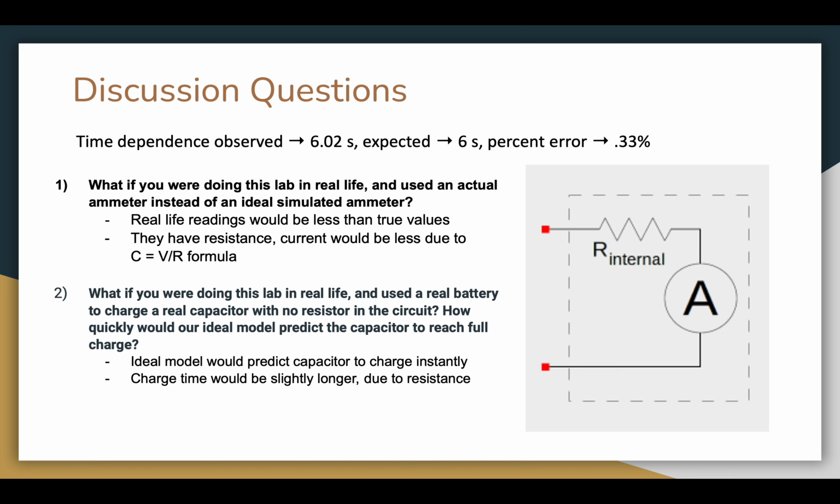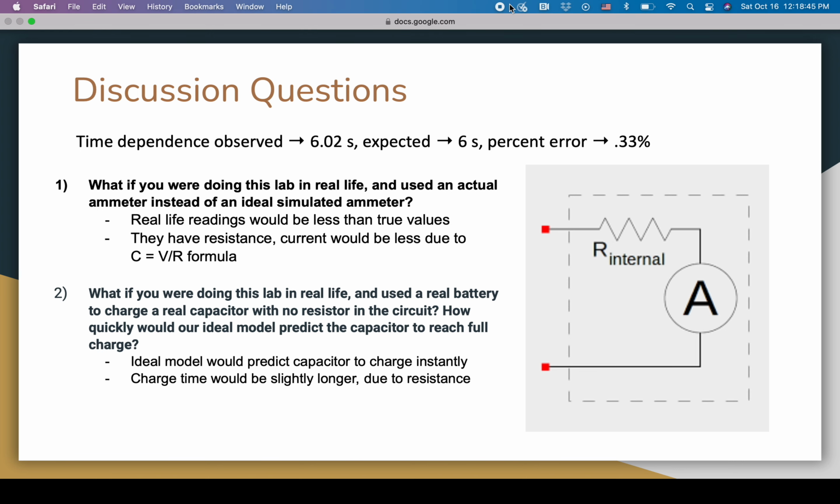Similarly, if the lab were to be conducted in real life with a real battery and capacitor, the ideal model would predict the capacitor to charge instantly. However, the charge time for the capacitor would be slightly longer in real life than in a simulated lab because real models would have resistance within the circuit, which would slow down the current and thus take the capacitor more time to charge. Thank you.